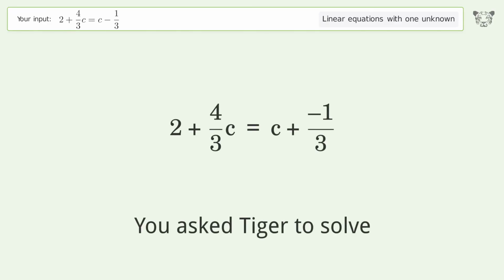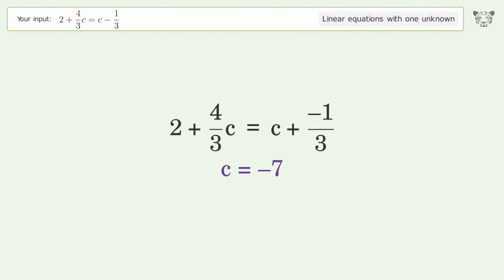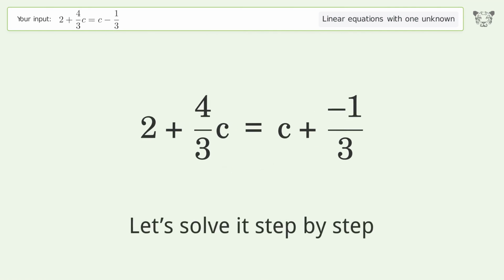You ask Tiger to solve. This deals with linear equations with one unknown. The final result is c equals -7. Let's solve it step by step.